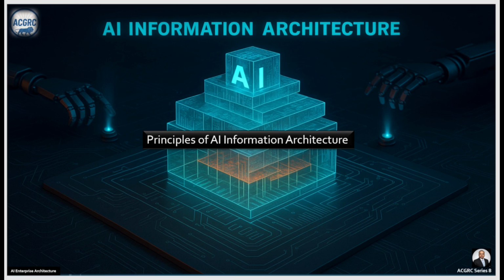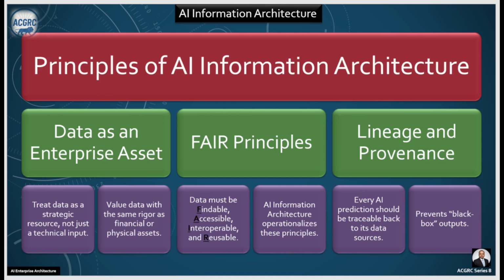Let's look at principles of AI information architecture. Well, it has a few components, namely in this conversation we have five major ones. The first is data as an enterprise asset. You need to treat data as a strategic resource, not just a technical input. You need to value data with the same rigor as financial or physical assets. Then you need to follow the FAIR principle. Here, data must be findable, accessible, interoperable, and reusable. So that's the FAIR principle. The AI information architecture operationalizes these principles.